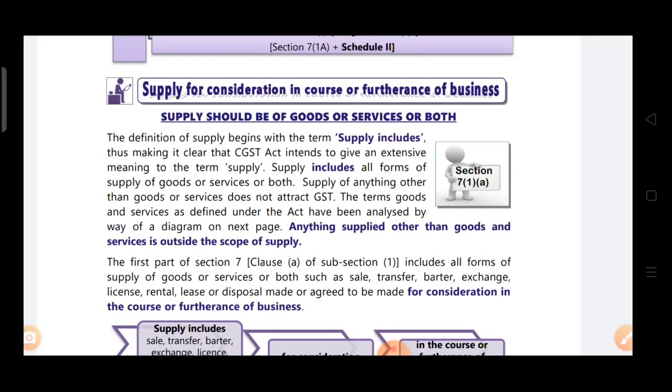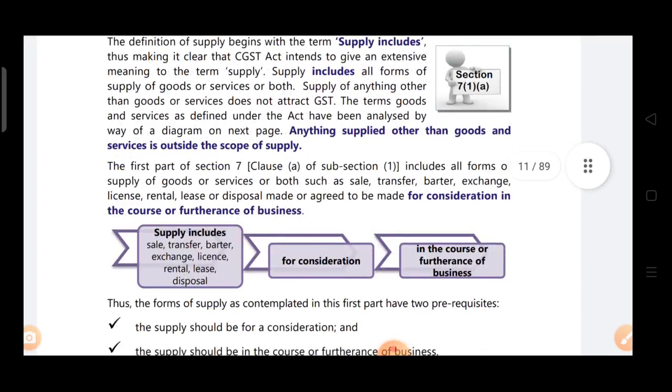supply includes, thus making it clear that the CGST Act intends to give an extensive meaning to the term supply. Supply includes all forms of supply of goods or services or both. Supply of anything other than goods or services does not attract GST, meaning money and securities do not attract GST. The terms goods and services as defined under the Act have been analyzed by way of a diagram on the next page. Anything supplied other than goods and services is outside the scope of supply.